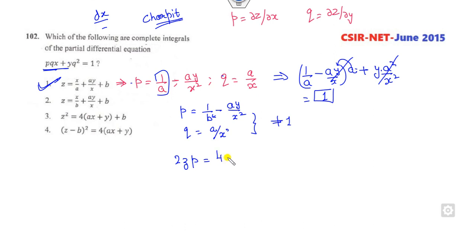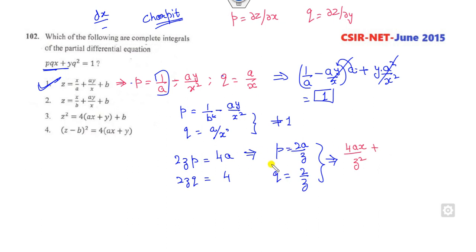2zp is 4a, 2zq is my 4. So from here you can find p as 2a over z, q as my 2 over z. So if you substitute in the given equation, you will get p, q and x, p, q multiplied by x. So 4ax over z square and y of q square, so 4y over z square. If I take z square as LCM, the numerator part is 4ax plus 4y, it is z square minus b, which is not 1, cancel.